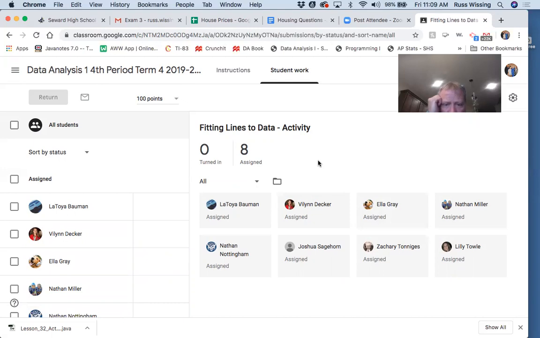Okay. So if you didn't turn in your house graphs from the 10 houses you did, make sure you do that. And then you're looking at this fitting lines to data activity. Any general questions that I can help out with? Okay, if not, as they come up, just shoot me questions. I try and respond fairly quickly to those.